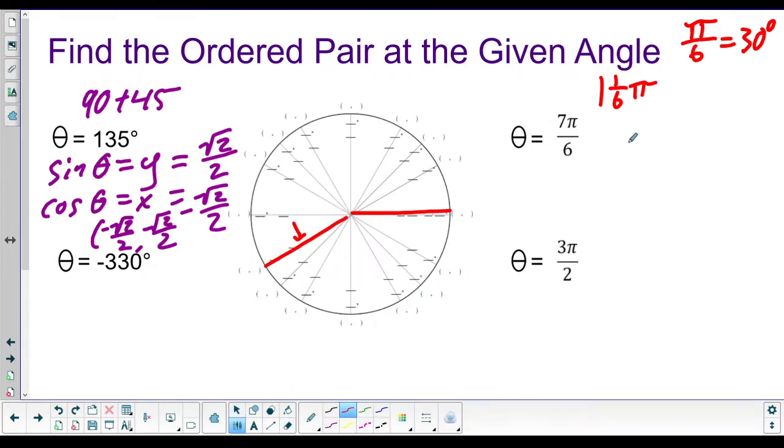Okay. Now we want to find our ordered pair here. So this one is still closer to being horizontal. That means our x is going to be bigger, should technically put absolute values, than our y.